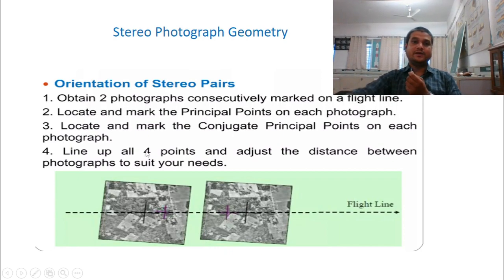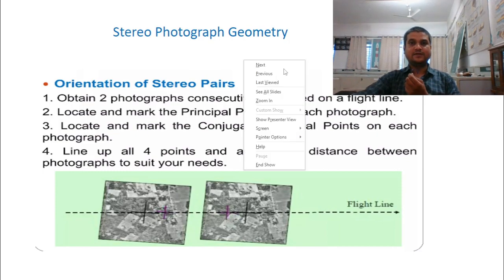Locate and mark the conjugate principal point on each photograph. This is the principal point and this is the conjugate principal point. Line up all the four points. You can join these and adjust the distance between the photographs as needed. First we have to take the two photographs. Here is the principal point and this is the conjugate principal point on each photograph. Then side by side you can slide it over here, and this is your flight line.